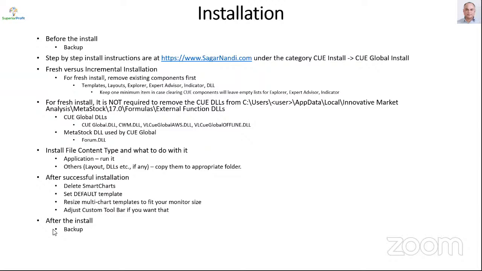So what I did just now, I had Q Global installed. So I first removed the existing components, didn't remove DLLs, installed Q Global and Q Global 2, then deleted smart charts, set the Metastock default template. I explained how to resize multi-chart templates. If you needed or wanted, you could adjust custom toolbar, and I also backed up Metastock now with Q Global.